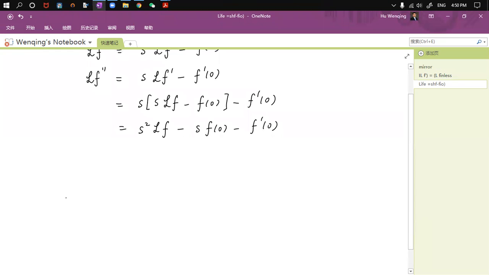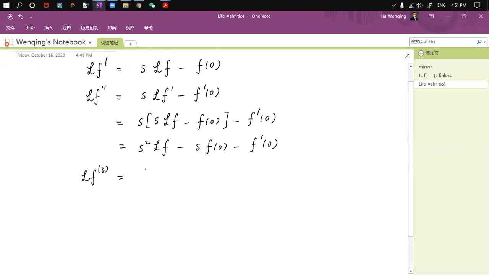Okay, so now you can continue this business. For example, what is the Laplace transform of the third derivative? Now you can just use the second derivative first. So this is s times the Laplace transform of the second derivative minus the second derivative at point 0. Is that good for everybody?